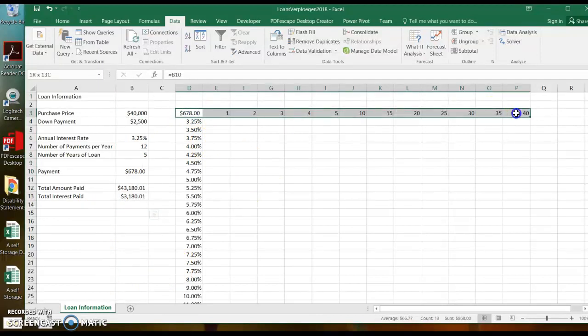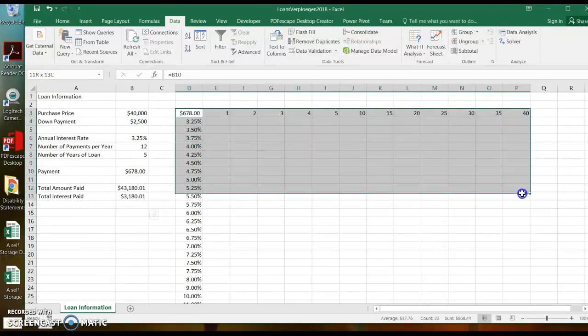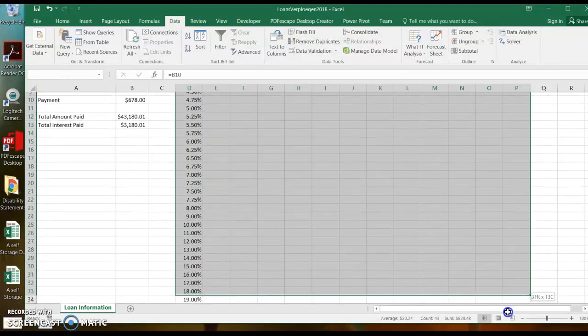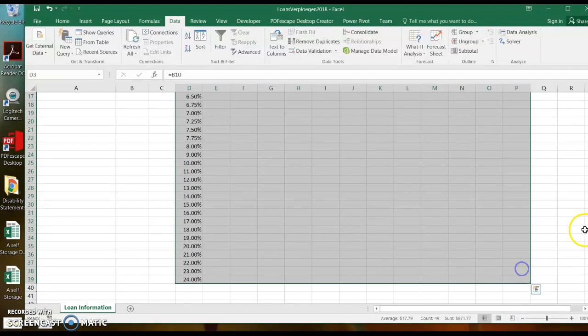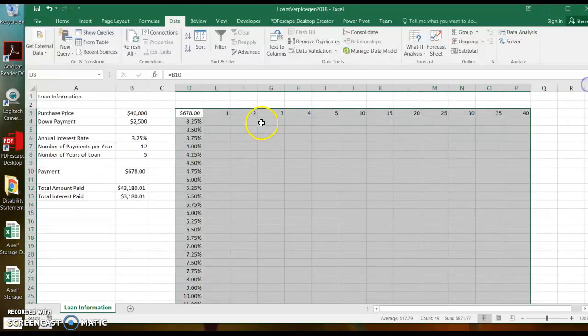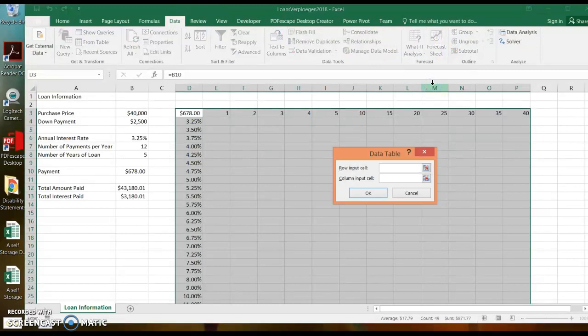So now let's highlight the data table. I have that 678, which is a formula. You can't type that payment in. And now I've highlighted all my interest rates and all my years of the loan. So now I go to the Data tab, What-If Analysis, Data Table, and the row is the years. The years are in a row up here, so that's where my 5, I point to that.